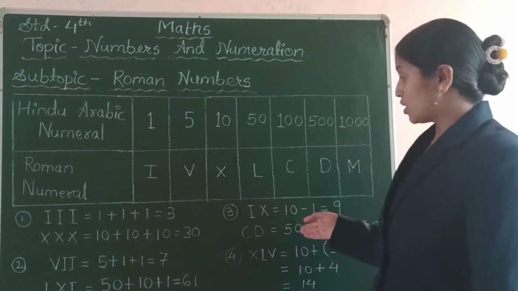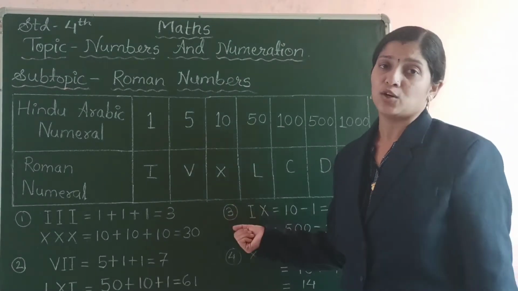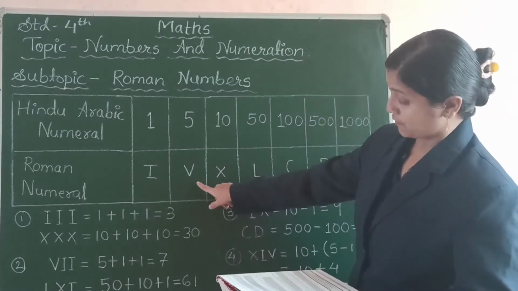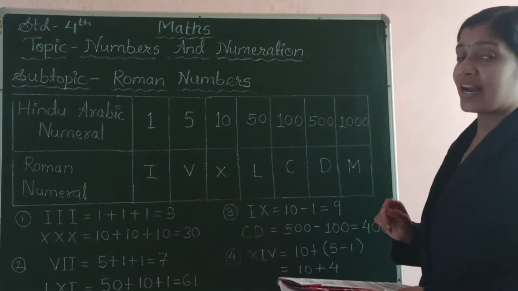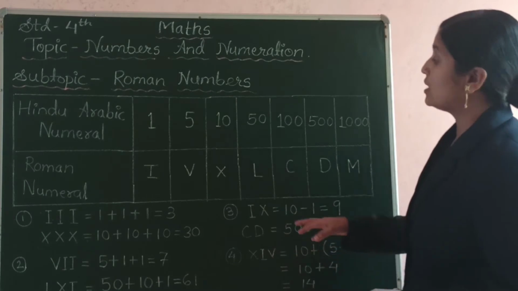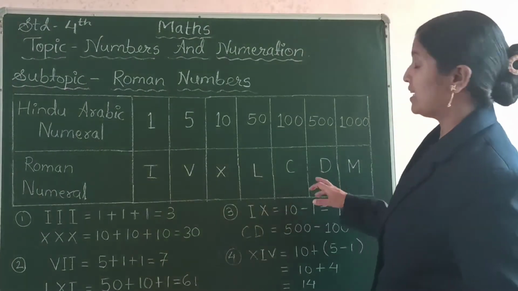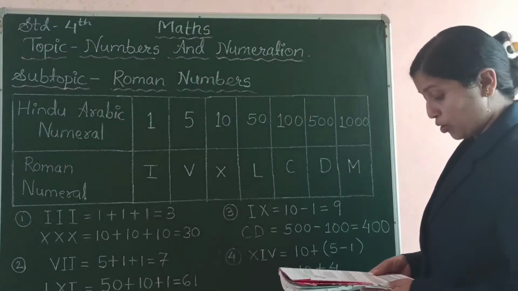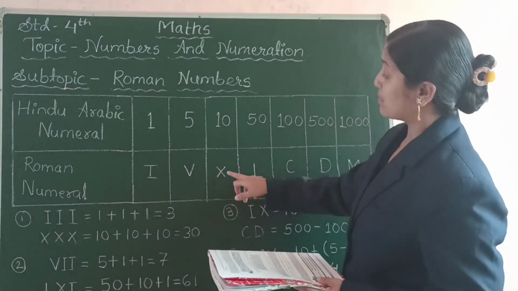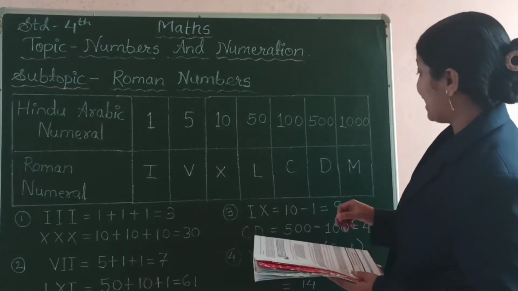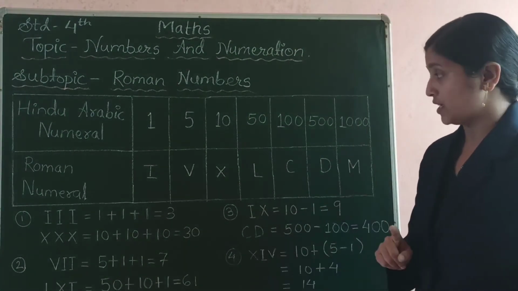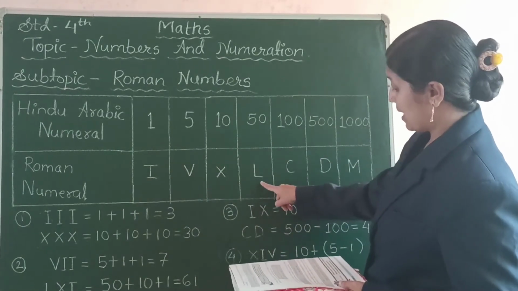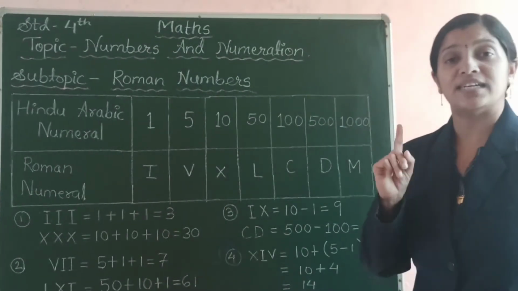So this was the third rule for forming the Roman numbers. Also it is said that the symbols V, L and D are never subtracted. So the symbols V, L and D can never be subtracted from any of the other symbols. And X can be subtracted from L and C only once. So X, that is 10, can be subtracted from L and C only one time.